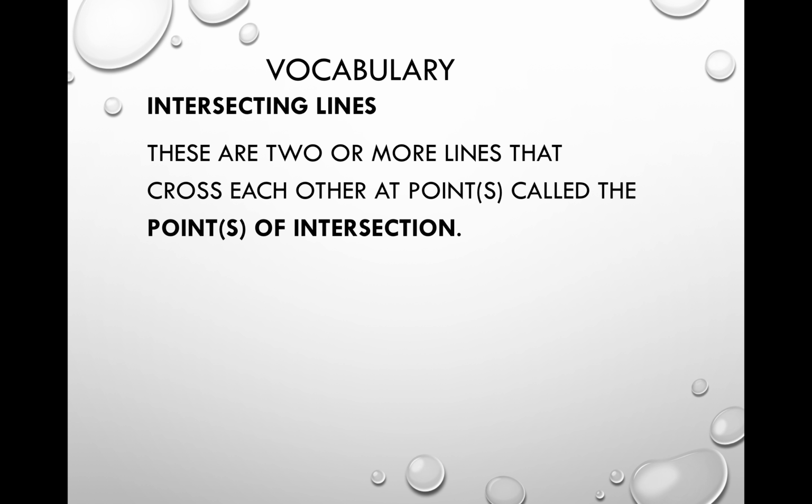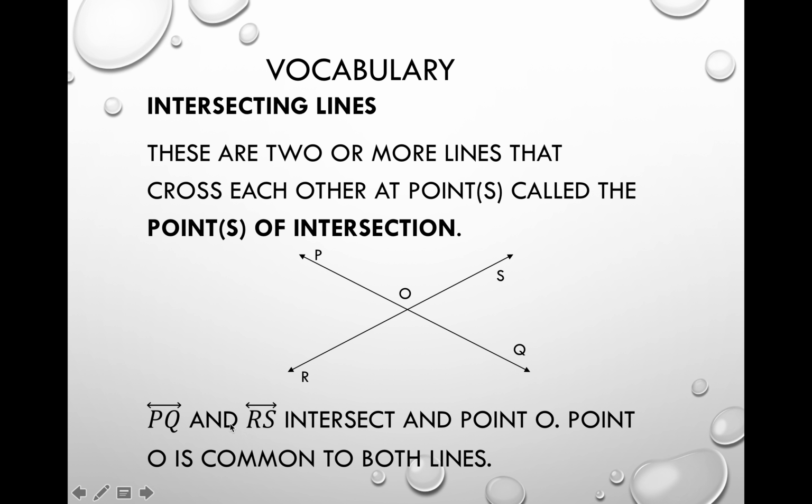So the vocabulary for this one is intersecting lines. There are two or more lines that cross each other at points. Point or points are called points of intersection. So for instance, I have line PQ, RS. The point of intersection would be O right here. So PQ and RS intersect, and point O is a common point between the both of them.